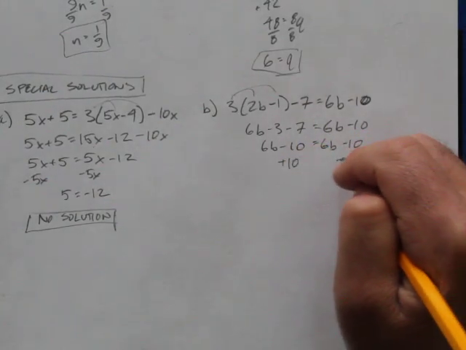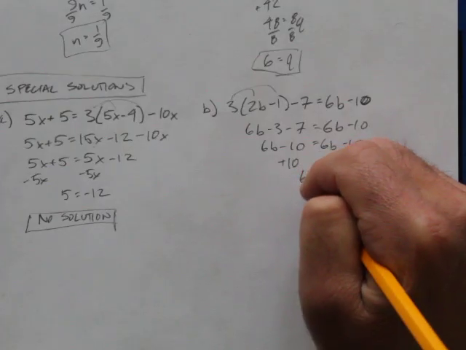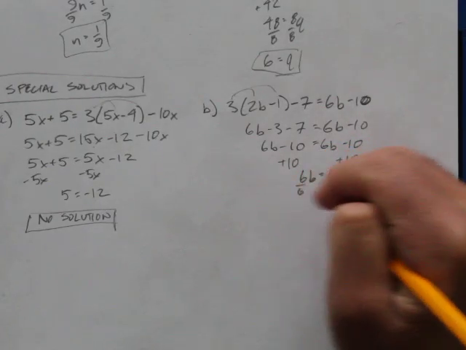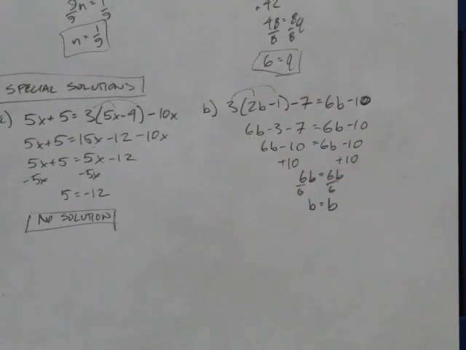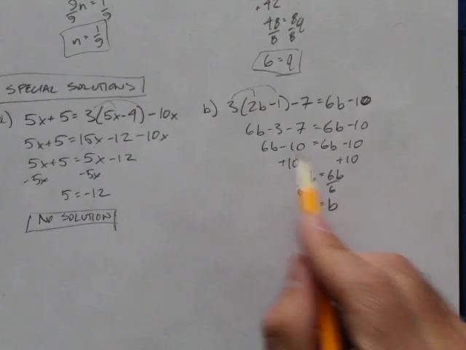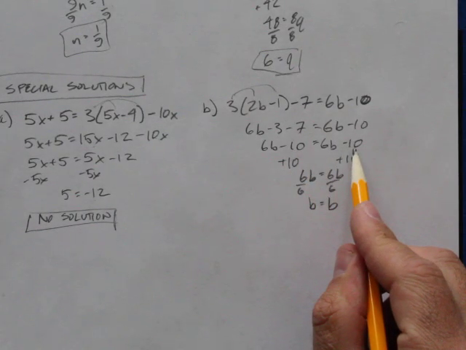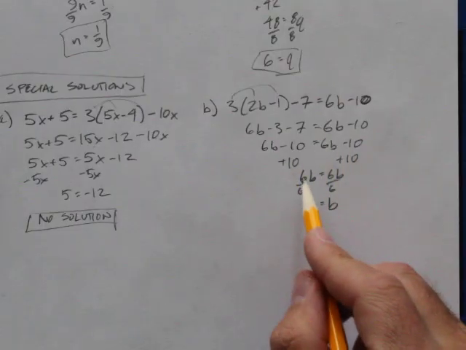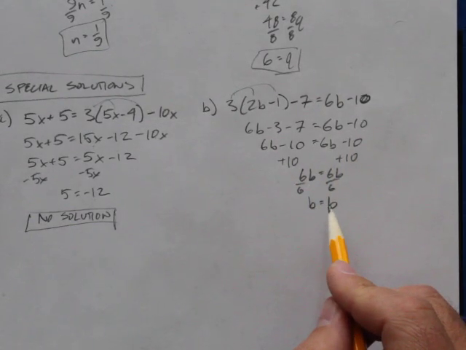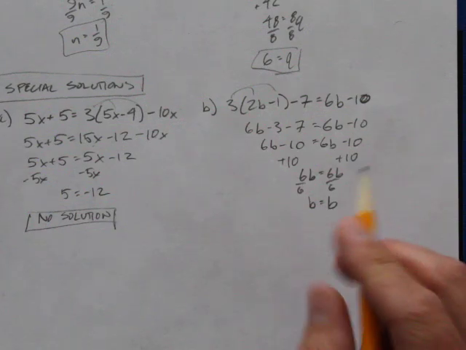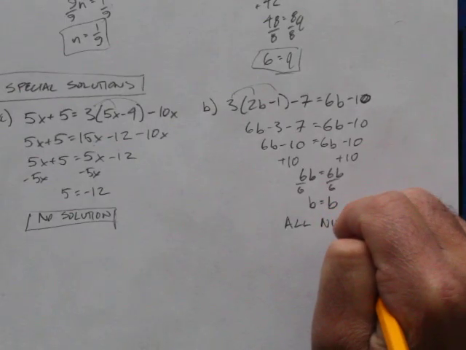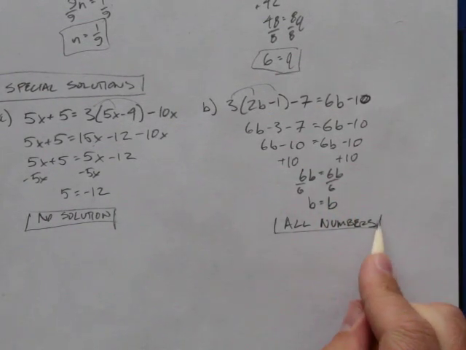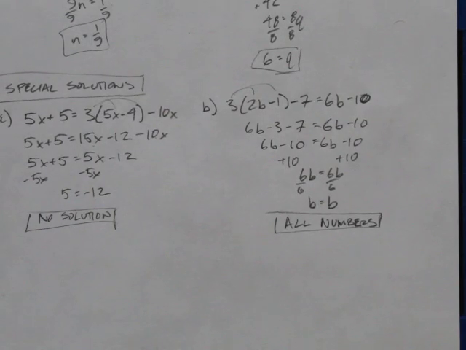Let's add 10 to each side. And so now I've got 6b equals 6b. Let's divide by 6 from both sides. And I've got b equals b. Now, when I end up with one side of the equation looking exactly like the other side, and I can work on it all the way down so that I get the variable equals the variable, then all numbers is my solution. Or it might be all real numbers.